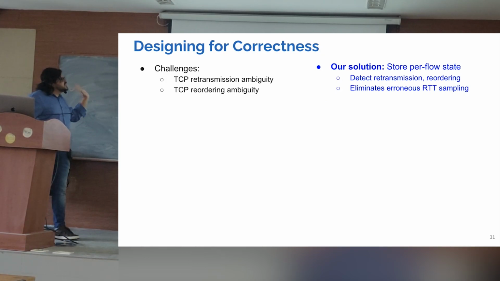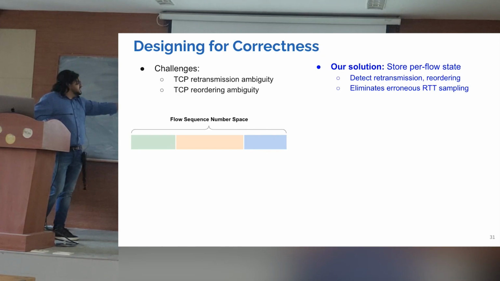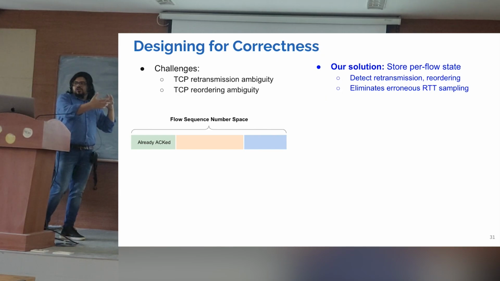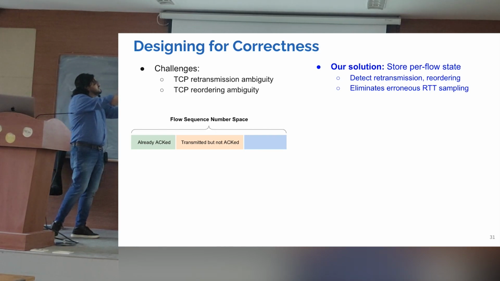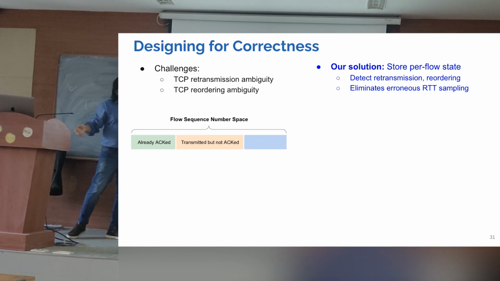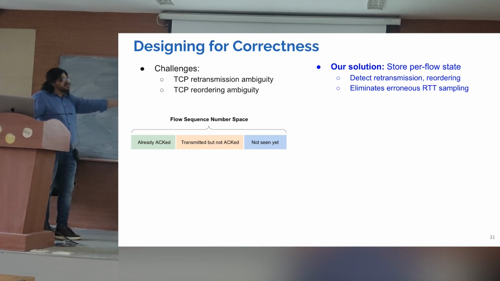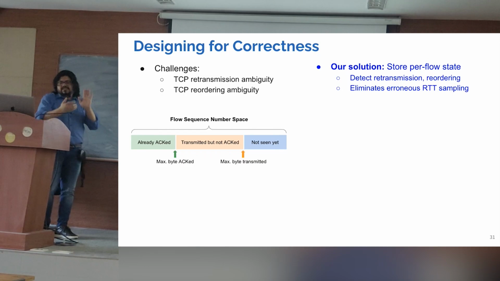So let's imagine this is the flow sequence number space for one particular flow, of course. There are bytes that have already been ACKed. And there are some that have been transmitted but not ACKed. These are packets in flight, or bytes in flight. And then there is a part of the sequence space that is not seen yet. So these are increasing numbers, right? You go from byte 0 to byte whatever n. And we keep pointers to the maximum byte that has been ACKed so far, and the maximum byte transmitted so far. So we are trying to keep track of bytes in flight, essentially.